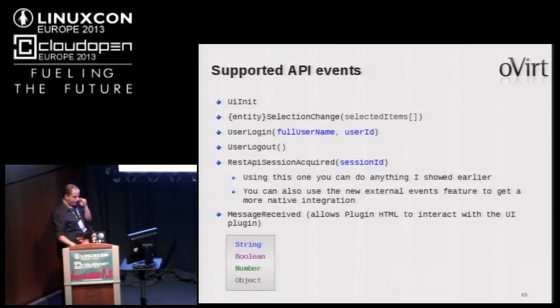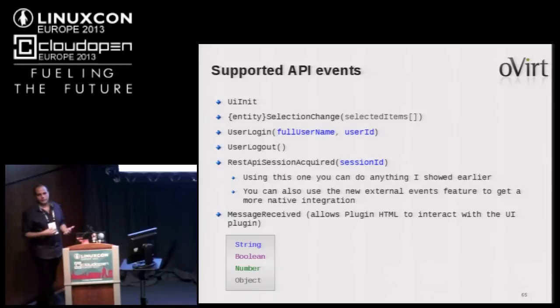Two other events that are useful in this scope are the REST API session acquired. That's basically the way the UI plugin API gives you to do operations on the engine. In the UI plugin, you can point to a specific URL, but the fact that you're doing a UI plugin with the engine means that you want to affect the engine functionality. So the UI plugin infrastructure creates a REST API session for you, and gives it to you. And then you can use it to manipulate specific things in the engine.